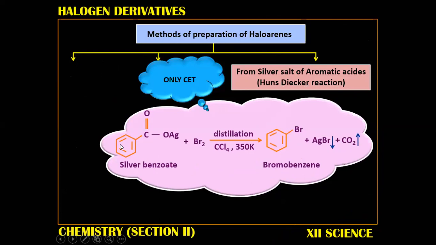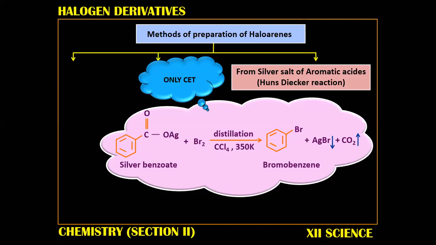Now here you take the silver salt of benzoic acid, silver benzoate. Yesterday we took an alkyl group, now we are taking an aromatic ring. You dry distill with bromine. Silver will go with bromine, carbon dioxide escapes, and benzene will get one bromine. So we get bromobenzene. I told you in this method we can use bromine or chlorine, but we cannot use iodine. If you use iodine, we get esters.